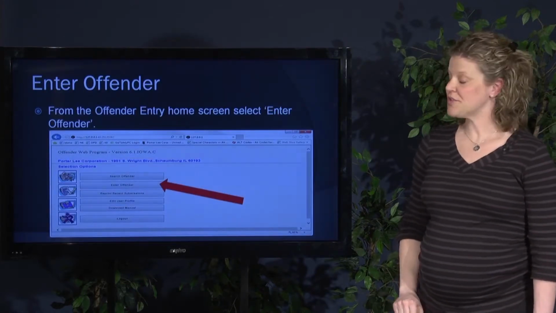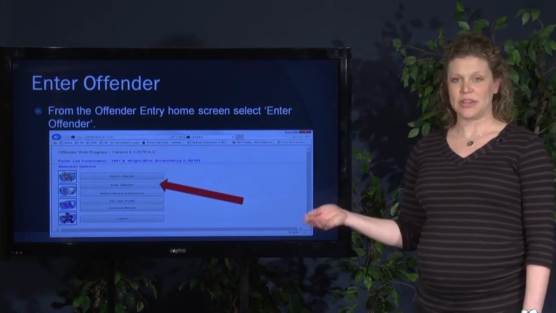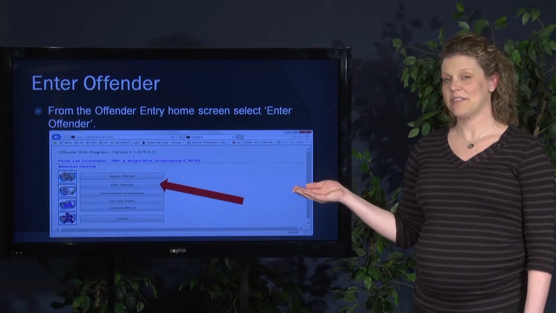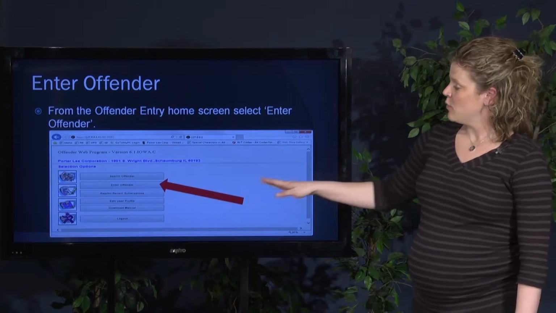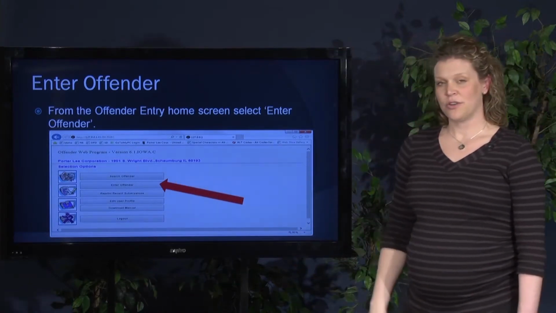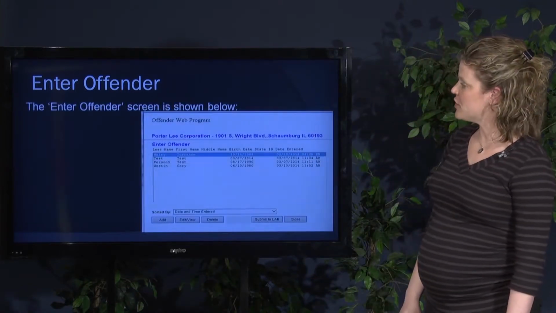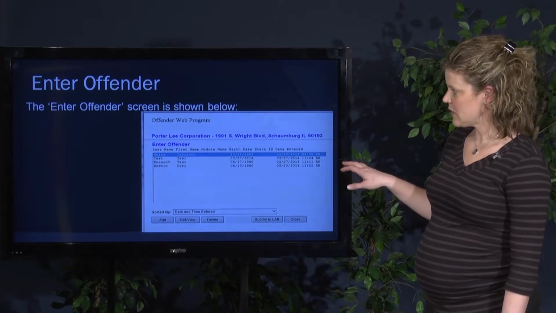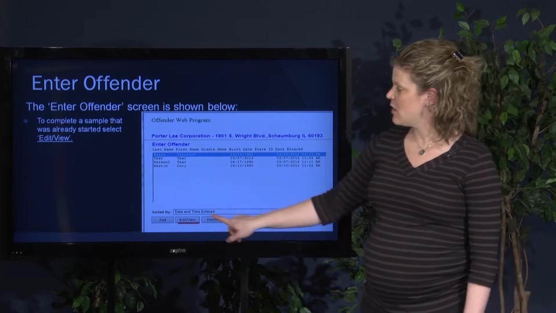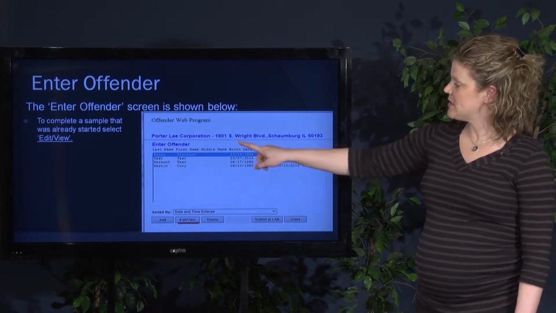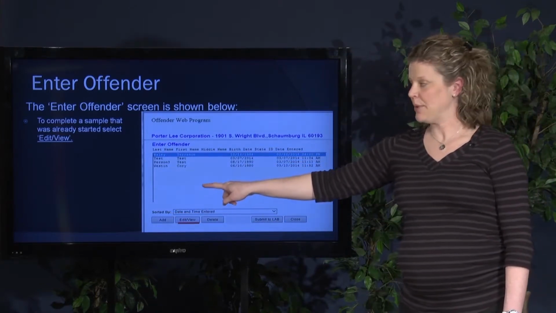All right, so you say you search for your offender, but he or she is not there. We come back out to the home screen. We click on the button that says Enter Offender. The Enter Offender screen is shown below. So a few things to note here. We've got a couple of choices down along the bottom. There's a list of particular individuals here in the top.